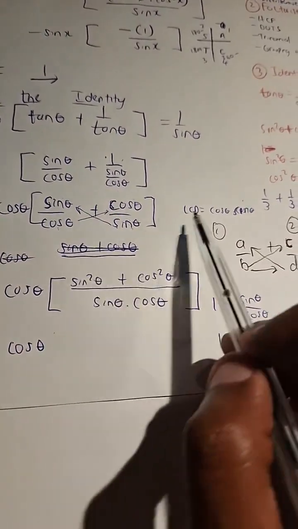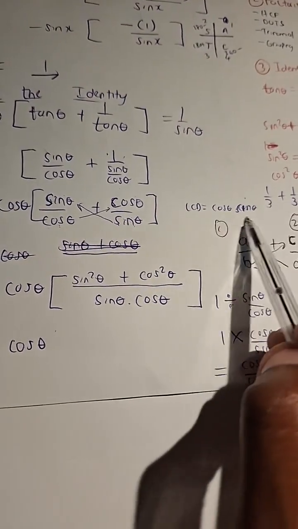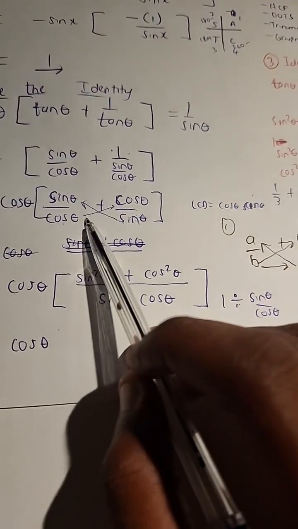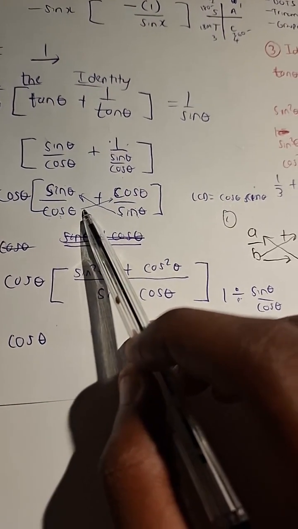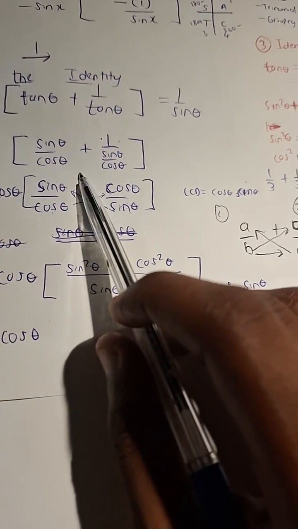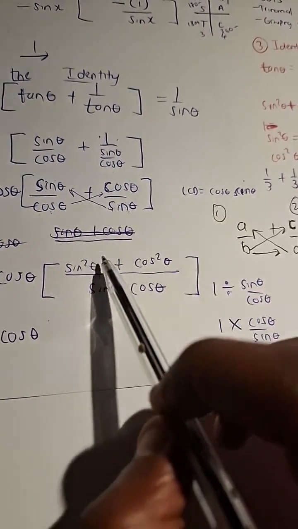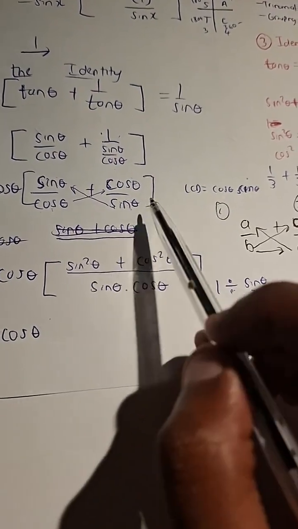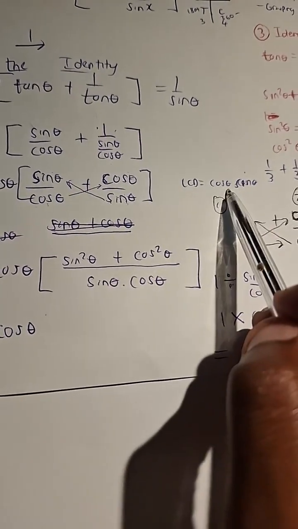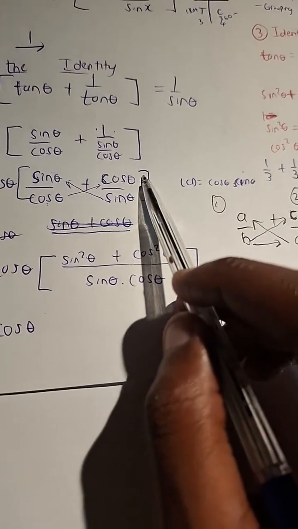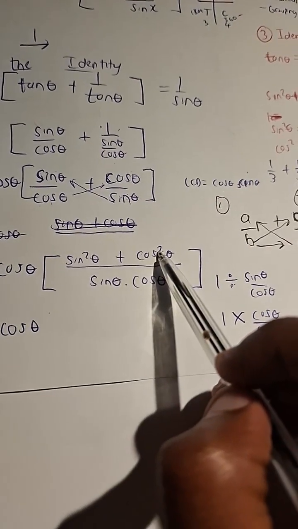Then what would make cos theta be the same as cos theta sine theta is if you multiply the denominator by sine theta. But what you do at the bottom, you do at the top. So there it is, sine squared theta. Then what would you do here? You would multiply sine theta by cos theta to make it like the LCD. But what you do at the bottom, you do at the top. That's why you get cos squared theta.